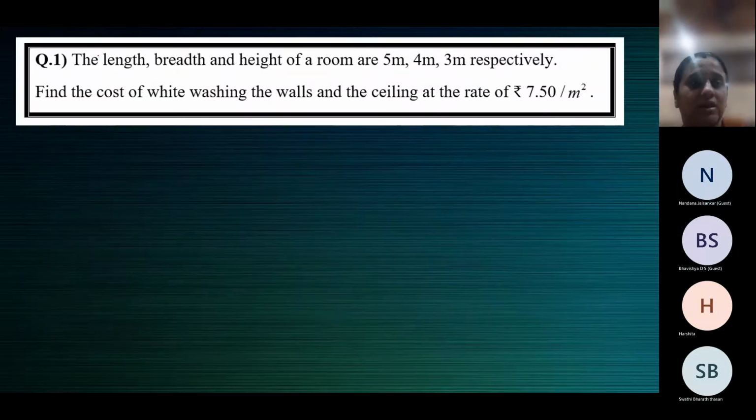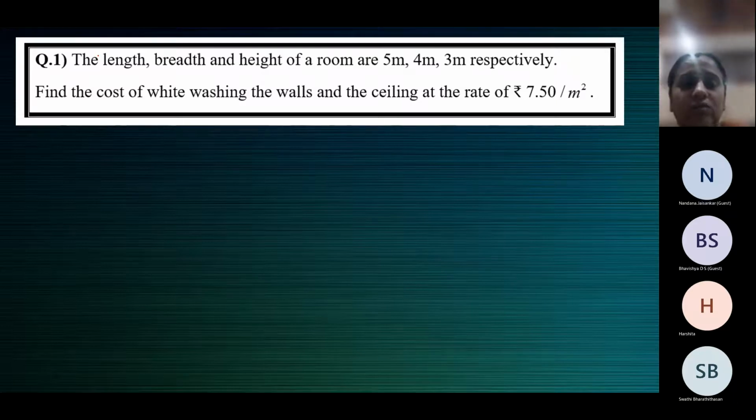So here, the length, breadth, and height of a room are 5 meters, 4 meters, and 3 meters, respectively. Find the cost of whitewashing the walls and the ceiling at the rate of rupees 750 per meter square.